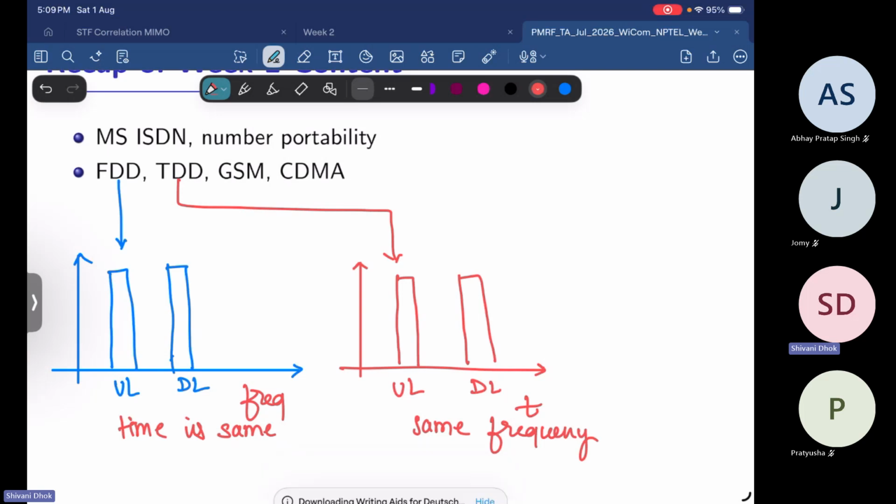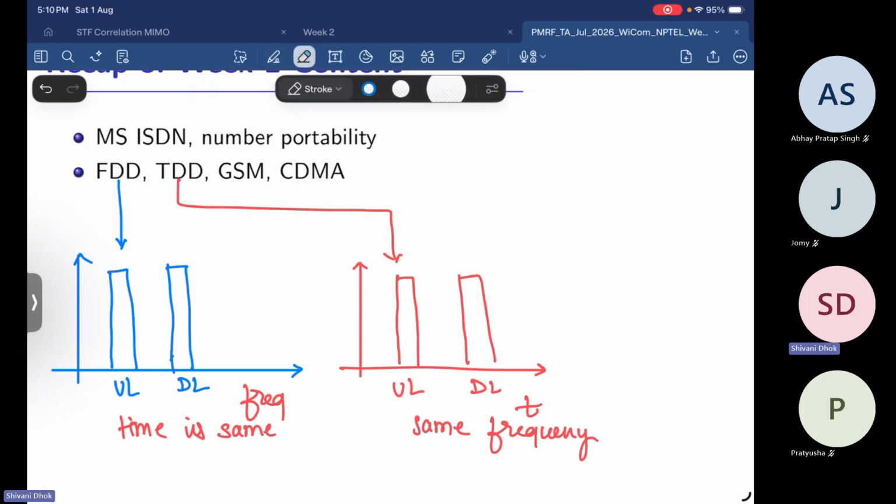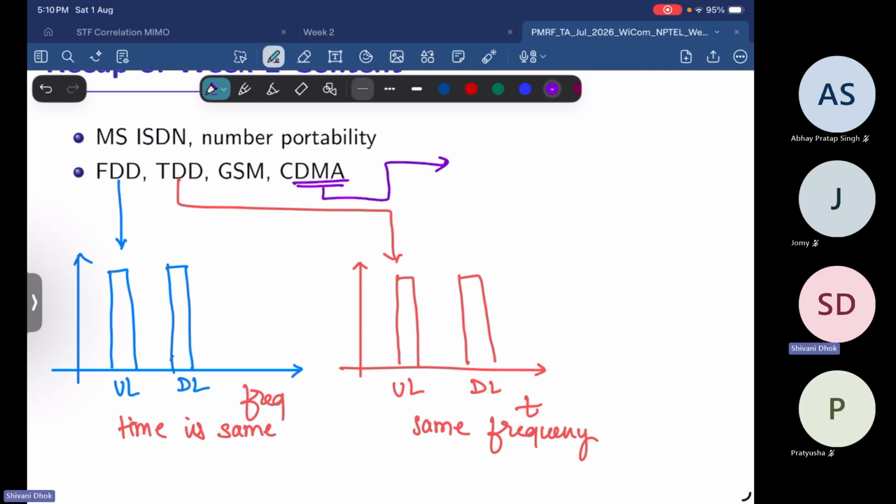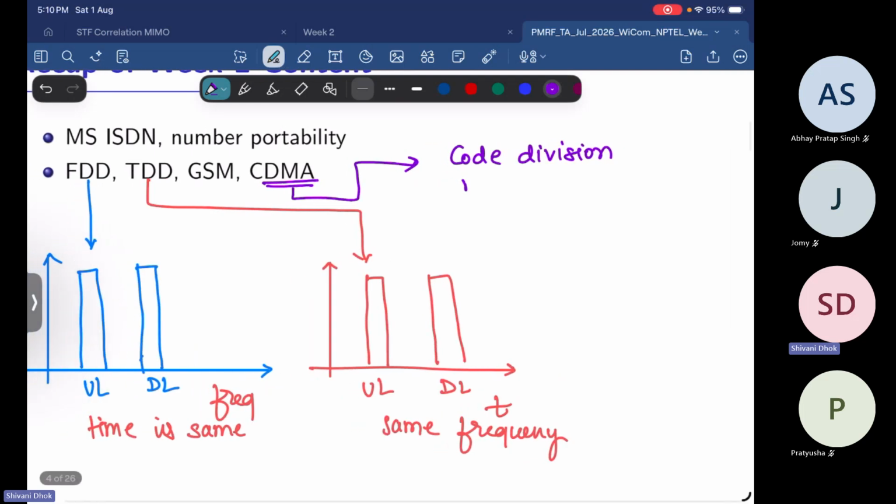We saw that in GSM, a small time offset is given for this FDD signal in order to avoid overlapping or interference when you have multi-slot transmissions. I won't go into details of that. And then we looked at something known as CDMA. CDMA here stands for code division multiple access. This is a multiple access technology.